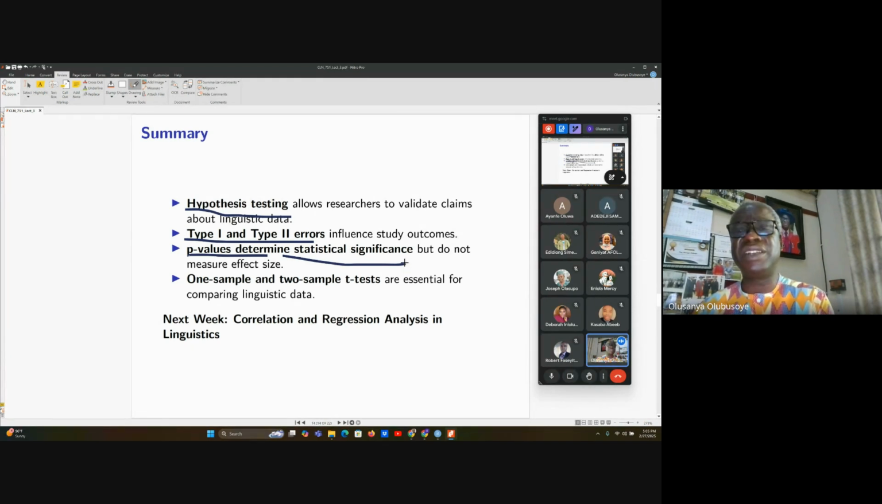or fail to reject the null. They don't measure the effect size. The one sample t-test was demonstrated, and a two sample t-test also was demonstrated using linguistic data.